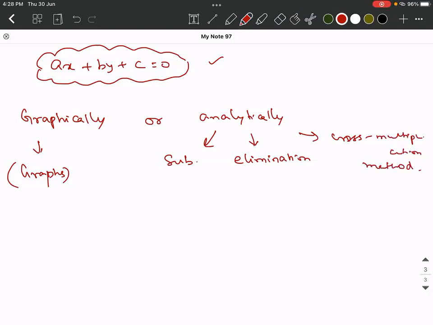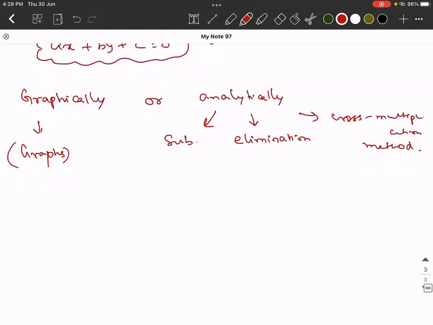If you see the overall picture, why you're learning this chapter is only to understand how to solve linear equations in two variables, nothing else. That is what you're learning. It is only a tool. So shall we start with the graphical method? Actually, we can start with the problem itself.